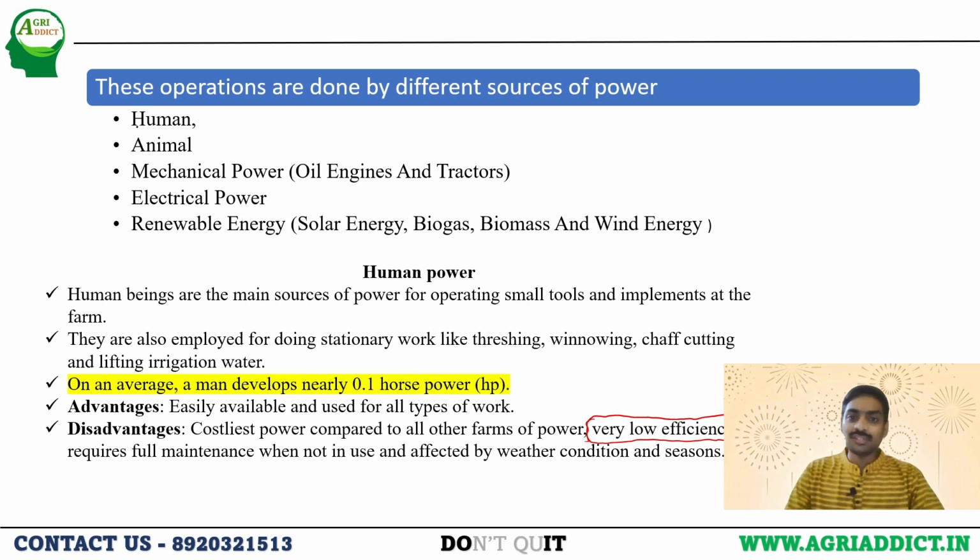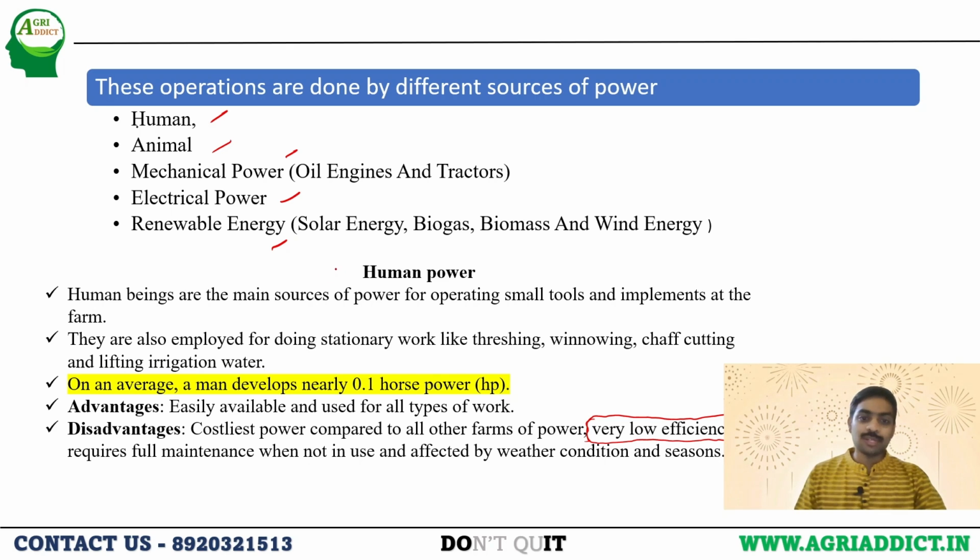Next, talking about the different sources of power for all these kinds of operations, it will be majorly from human power, animal power, and mechanical power. That includes our oil engines and tractors, and electric power and renewable energy. Under renewable energy, it will be solar energy, biogas, as well as biomass.